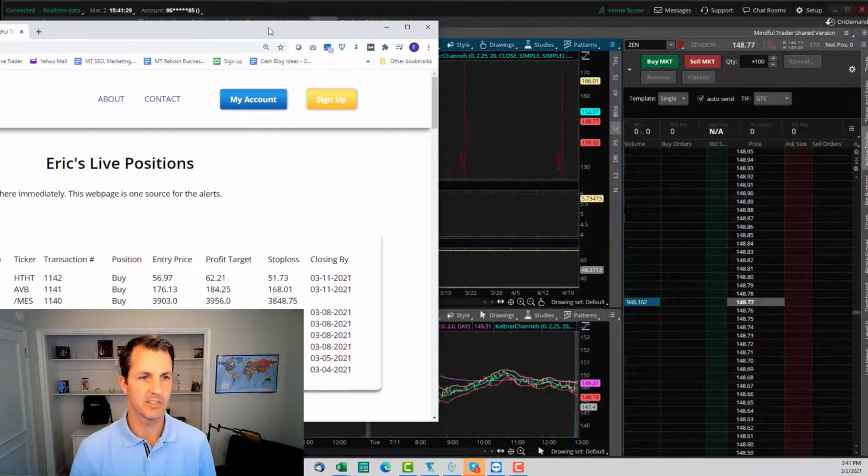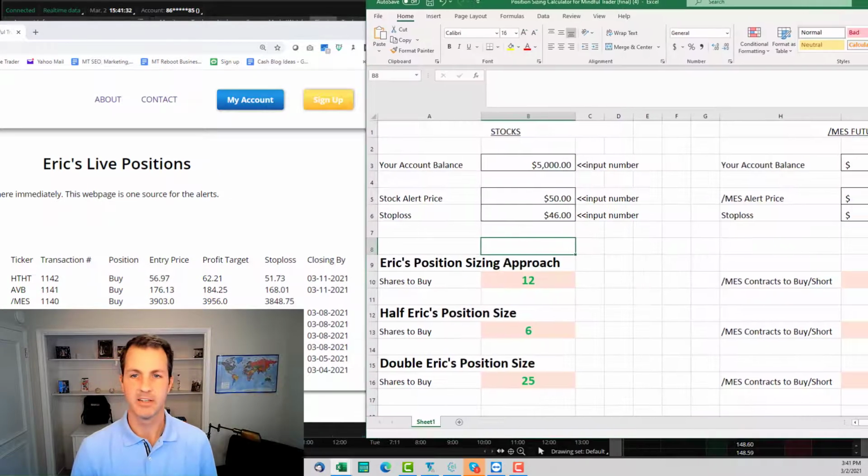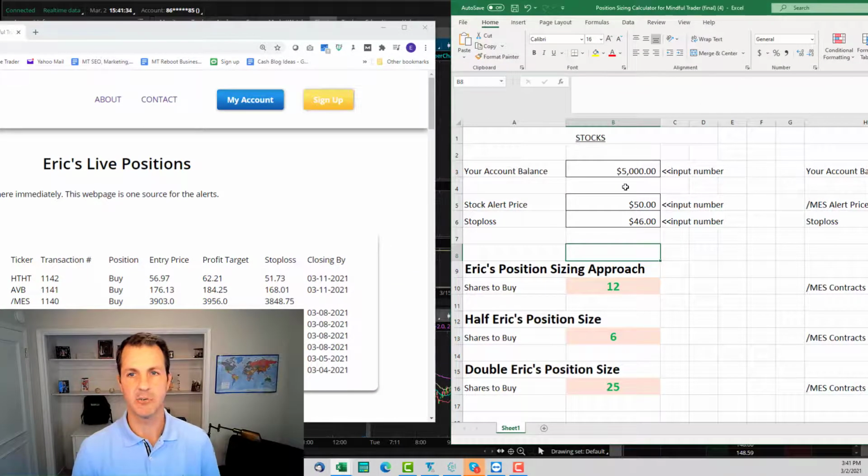Yeah, HTHT, we'll leave that at the top. Show how we can use that information in the Excel file. So there's 3 fields you input values for a stock trade if you want to know how I position size it. And again, you don't have to do this. This is just if you want to know what I would be doing. And so first is your account balance.